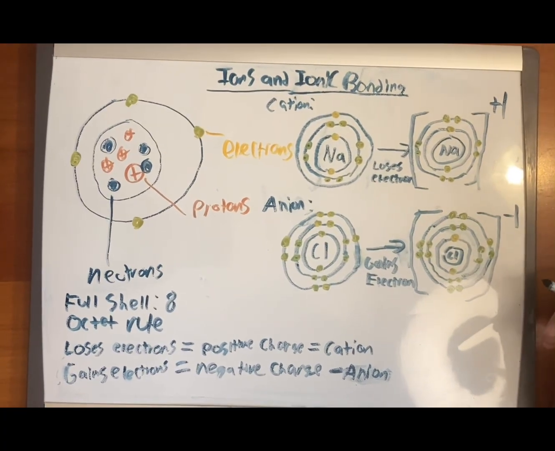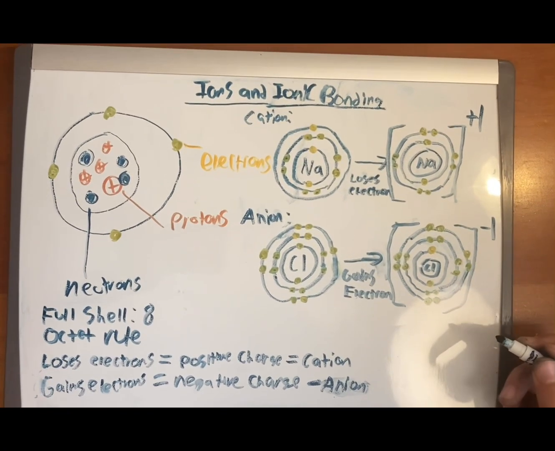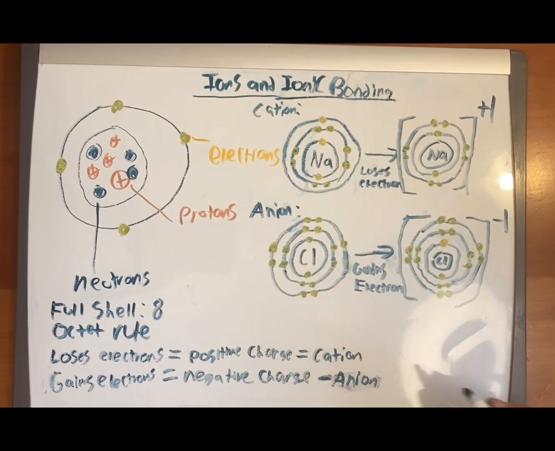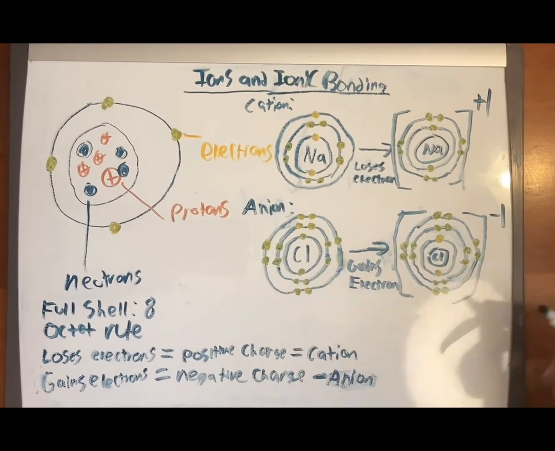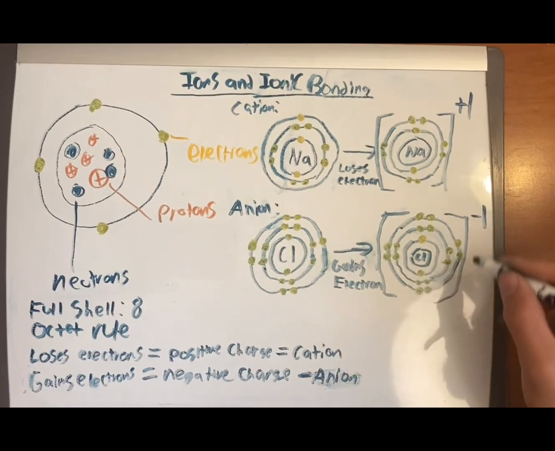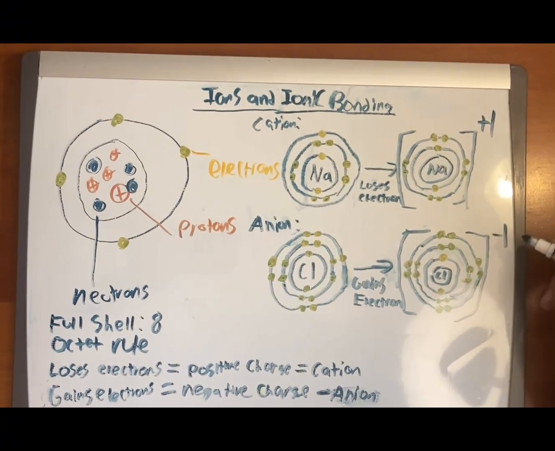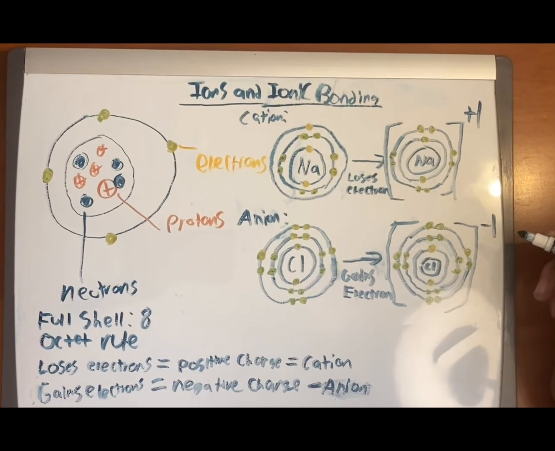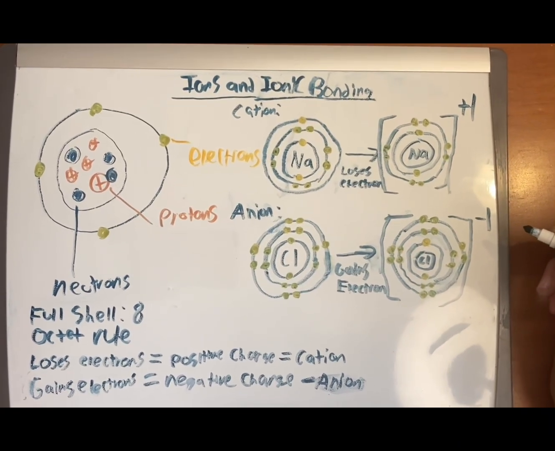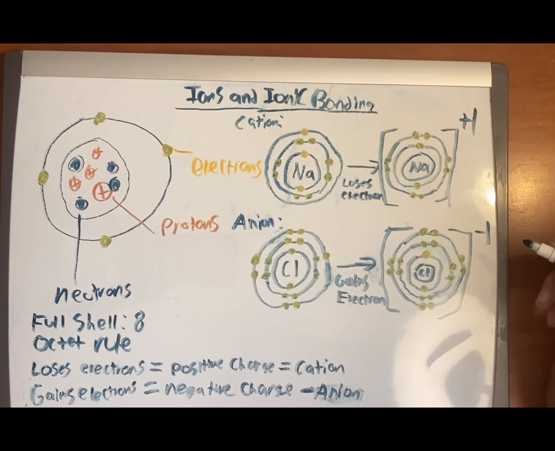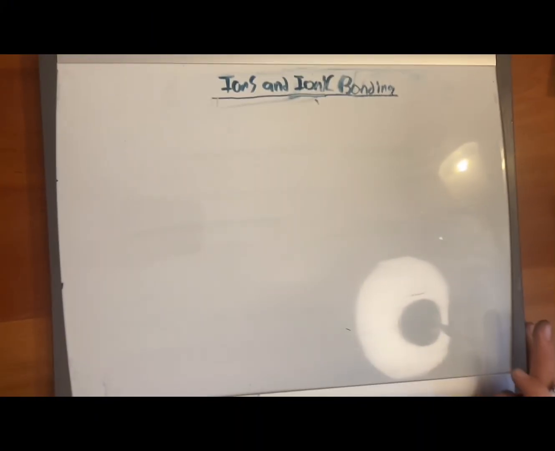For an anion, we have chlorine. Chlorine starts with 17 electrons, but it wants to get to 18 because it wants that full shell of 8. Because of this, it has to gain 1 electron, which leads to a -1 charge, leading for it to be an anion. Now, let's talk about ionic bonding.